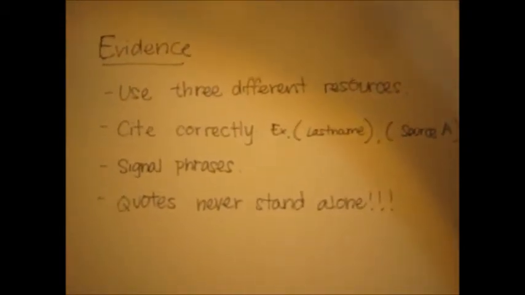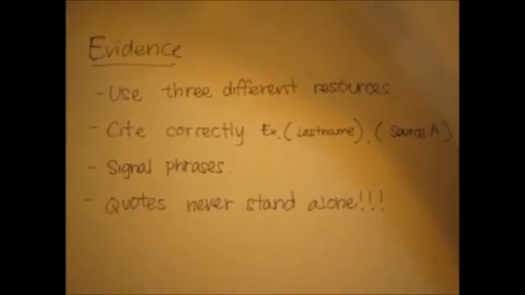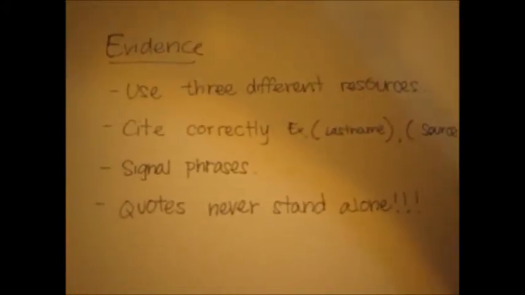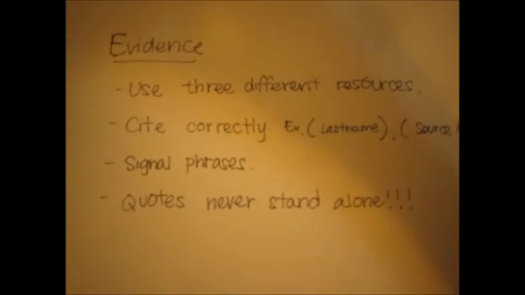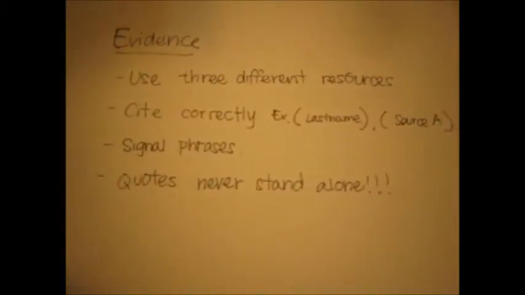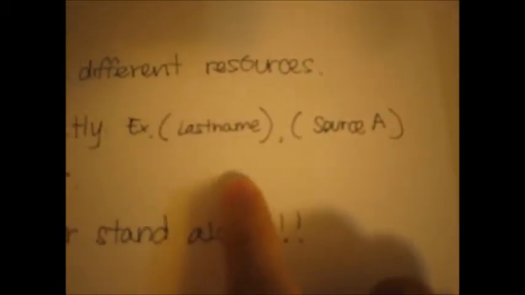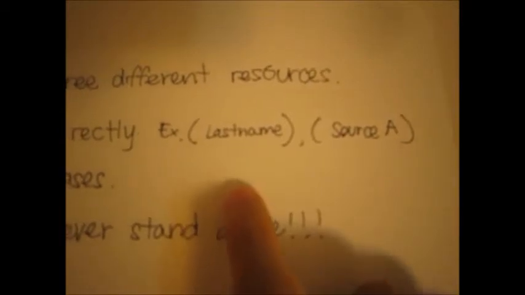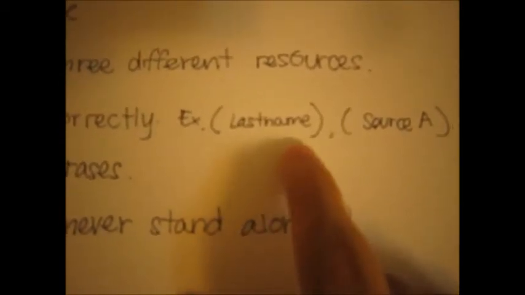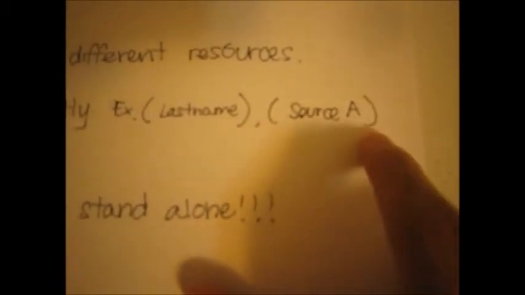Evidence is a crucial part of writing a synthesis essay, and you must use at least 3 different sources, not more than 4. Now when you get a quotation from your resources, you must cite them correctly. And these citations are usually done by having parentheses after the sentence with the quotes. You need to have parentheses with the last name of the author of the resource, or you can just use the source and the letter labeled.